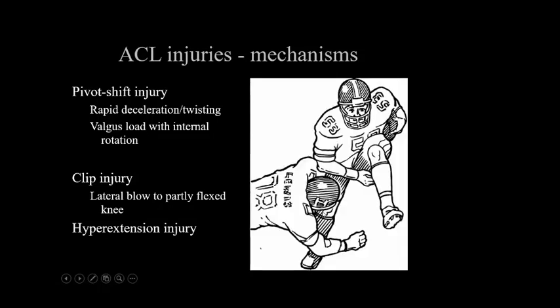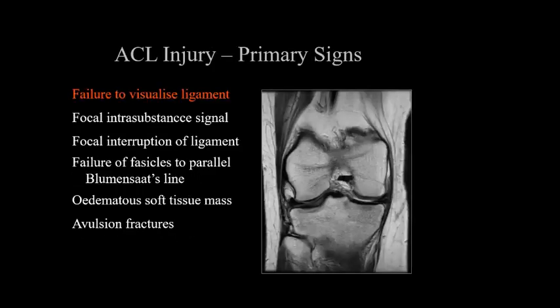The other mechanism of injury is called lateral clip injury, when there is direct force impacting on the knee joint from the lateral direction, causing valgus mechanism of injury. This is called lateral clip injury.